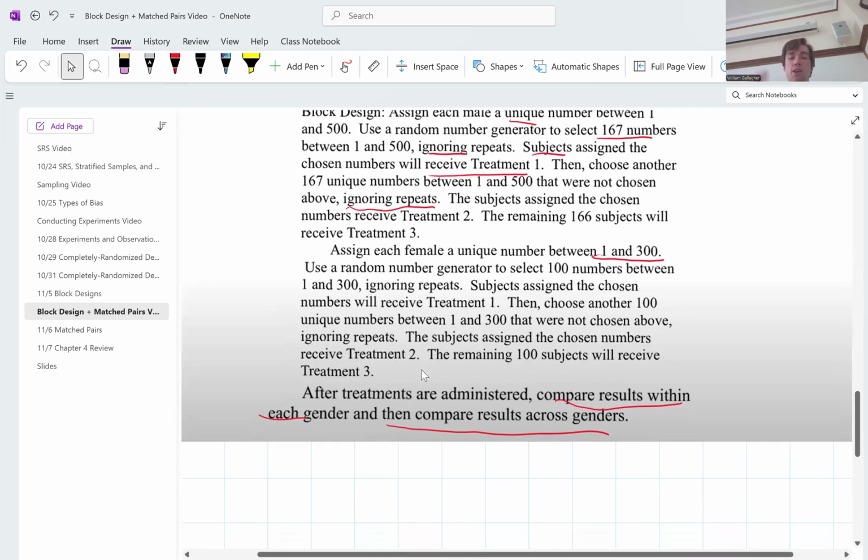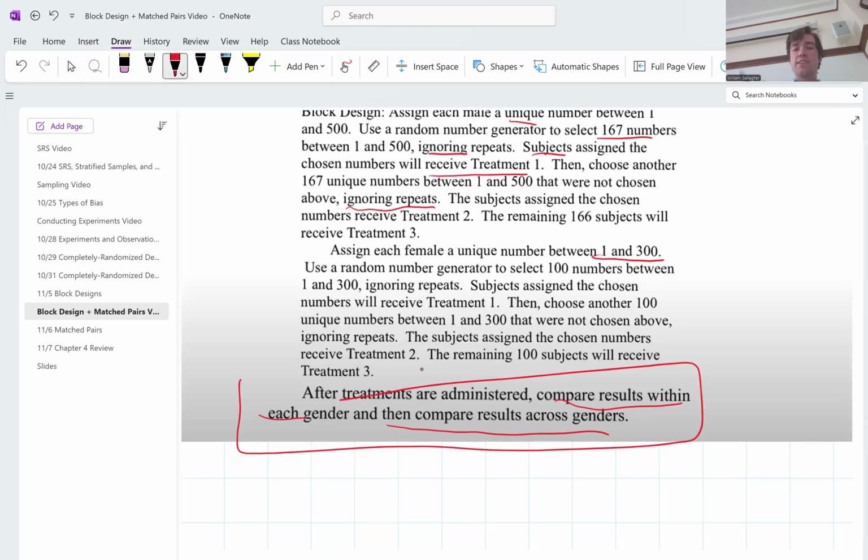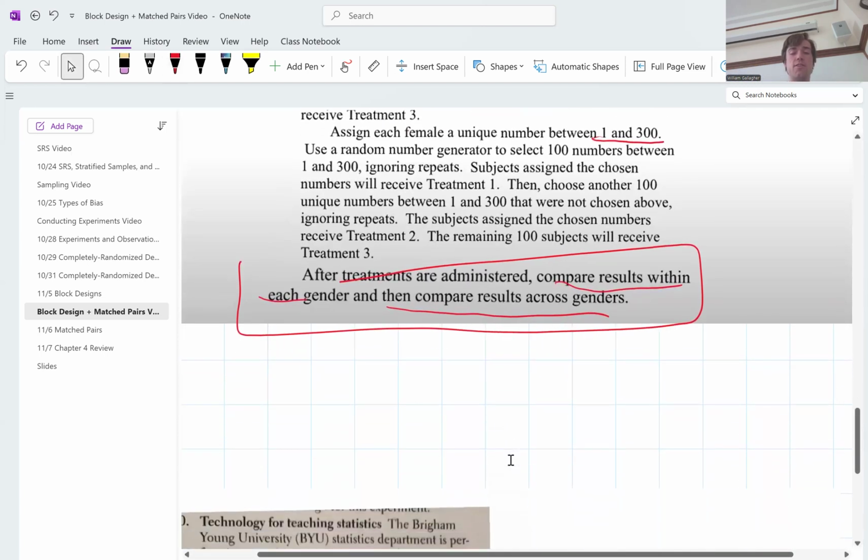And then again, after we described the blocking, we described the 2 separate completely randomized designs, and then the final one, again, this is where the arrows come together for the males, the arrows come together for the females, and then the arrows come together for both of the groups. We want to compare results within each gender and then compare results across gender.